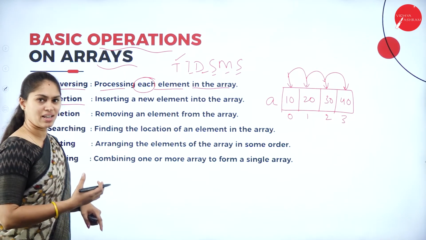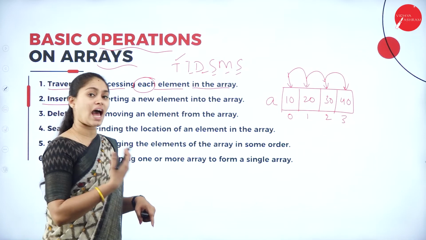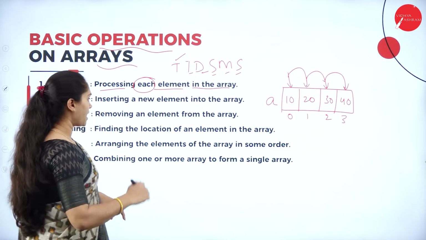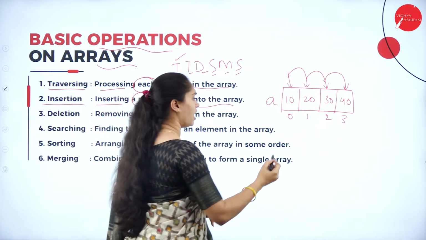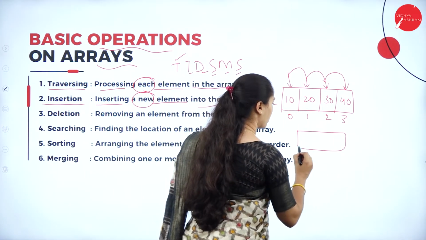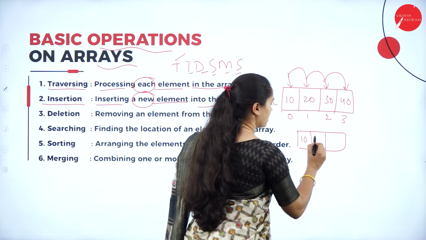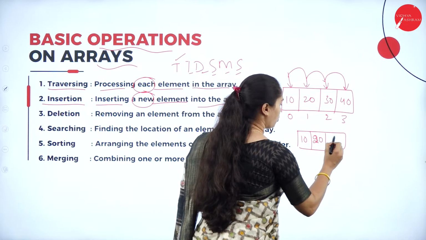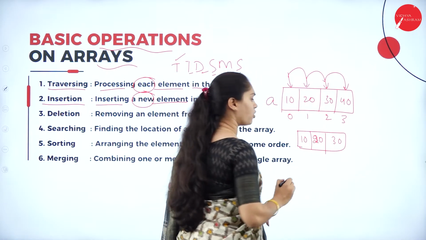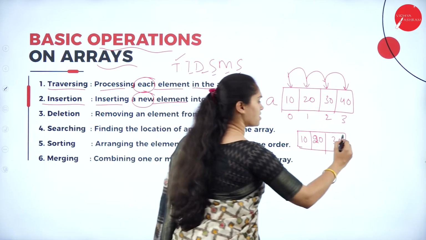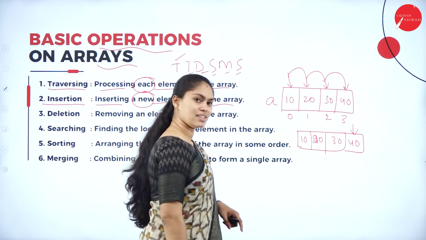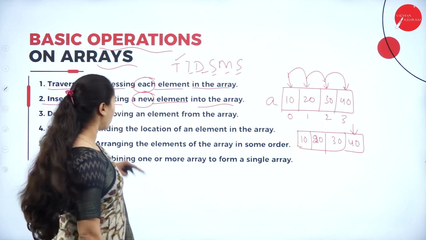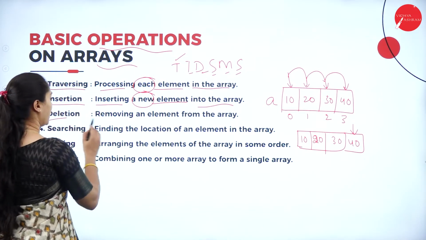So next what we have? Insertion. As the name indicates, insertion means we are adding new elements to the existing array, inserting a new element into the array. Just imagine I have only 3 elements. Let me consider 10, 20, 30. Now I wanted to add one more element to this. Then I wanted to add 40 as a new element. Then we can do that. That is what insertion is.